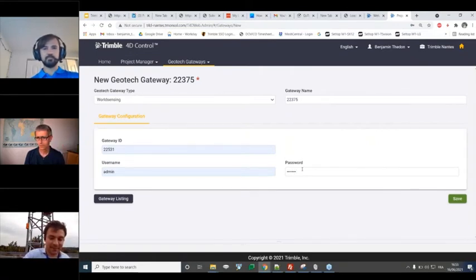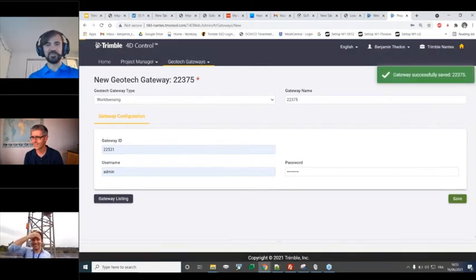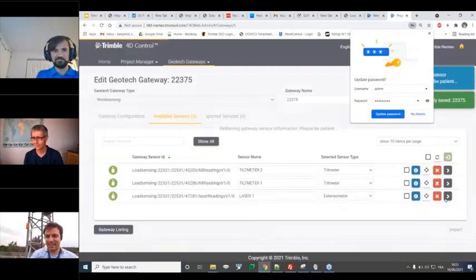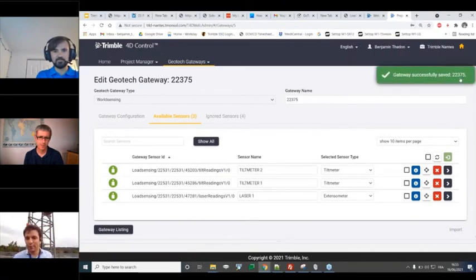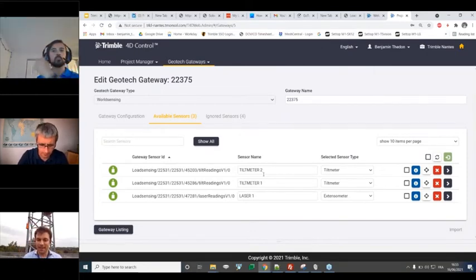I mean, it is because it's very safe. And now I add my gateway. So as you can see, the gateway 22375 is added, and I can collect directly everything in the gateway. So now connected, I have two tilt meter and one laser.